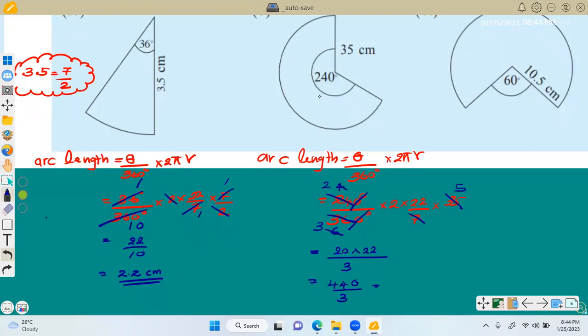That means if we divide it by 3, you will get the answer as 146.6. 440 divided by 3. You can use the long division method. It's 1, 4, 4 times 3 it is 12. It's 20. For 20 it is 6. 6 into 3 it is 18. Again 20.